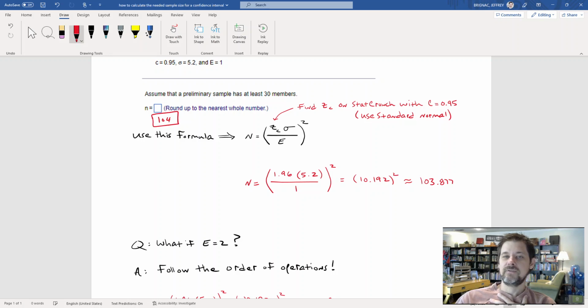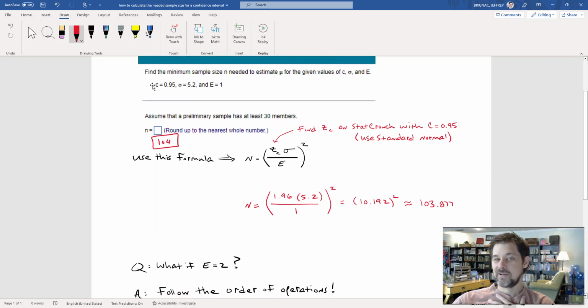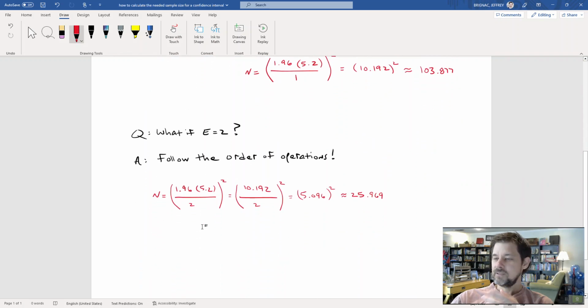So in order to get 95% confidence on the population mean with a margin of error of 1, I need a sample size of 104. All right, so that's how we solve this kind of problem where we're looking for the sample size. One more thing, because I do get questions from students quite a bit where I think they're just having trouble with their calculator. What if the E happened to be 2?